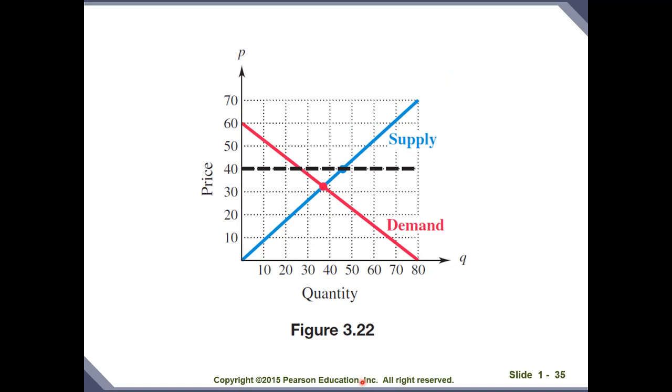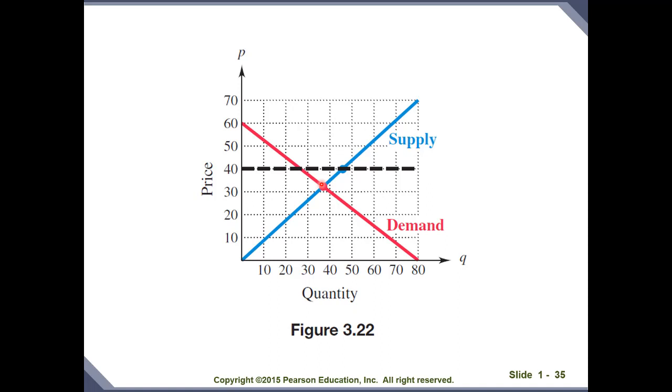When we put these two curves together, we see how supply and demand interact. This point right here, where these two lines intersect, is similar to our break-even point for our revenue and cost functions. This is what's called the equilibrium point. This is where supply and demand meet.